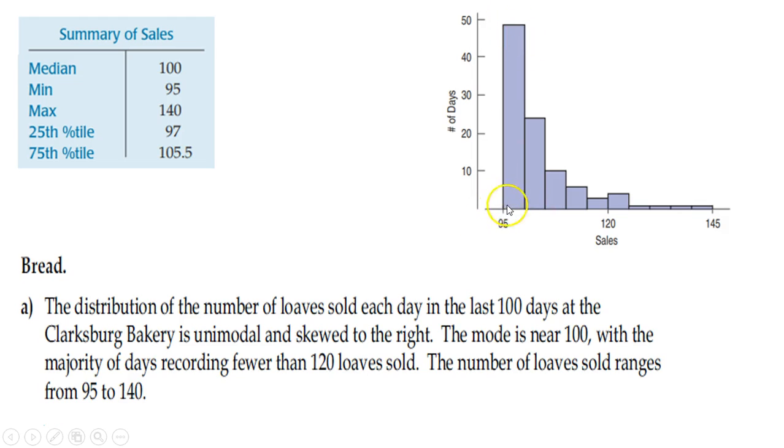And it's definitely somewhere in between 95 and, what are we going up by, 5, 10, 15, 20. So is it 100, 105, 110? So not even that. So it'd be varying distances between there. So 25, so maybe 6.5 for each one. Point is, it's definitely in this first chunk, which is around 100, and it's unimodal, with the majority of days recording fewer than 120, right? Without a doubt. So the number of loaves sold ranges from 95 to 140.